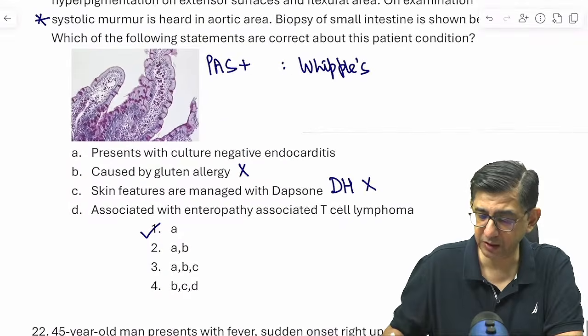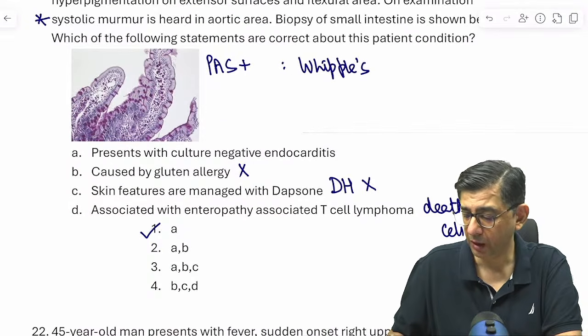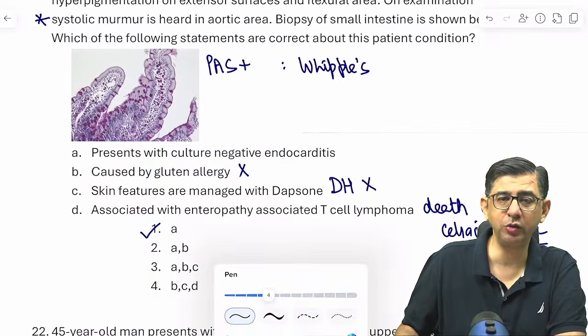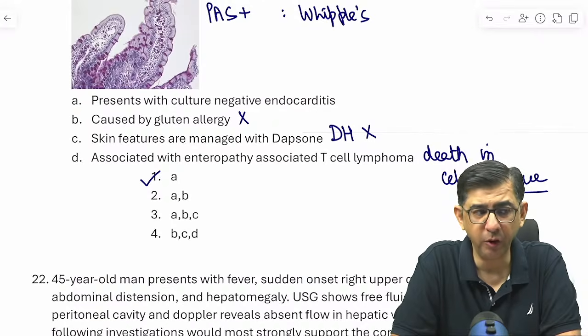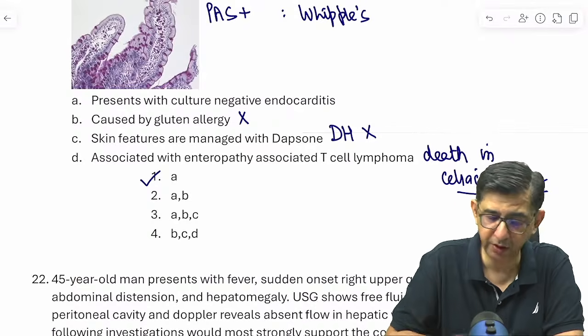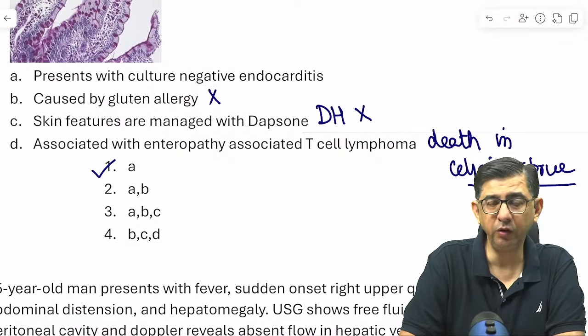In fact, this is itself a question. What is the cause of death in celiac sprue? The leading cause of death in celiac sprue patients happens to be EATL. Surprisingly, it's not adenocarcinoma. Normally we read about adenocarcinoma, but here it is enteropathy associated T cell lymphoma, EATL. That's the leading cause of death in celiac sprue.